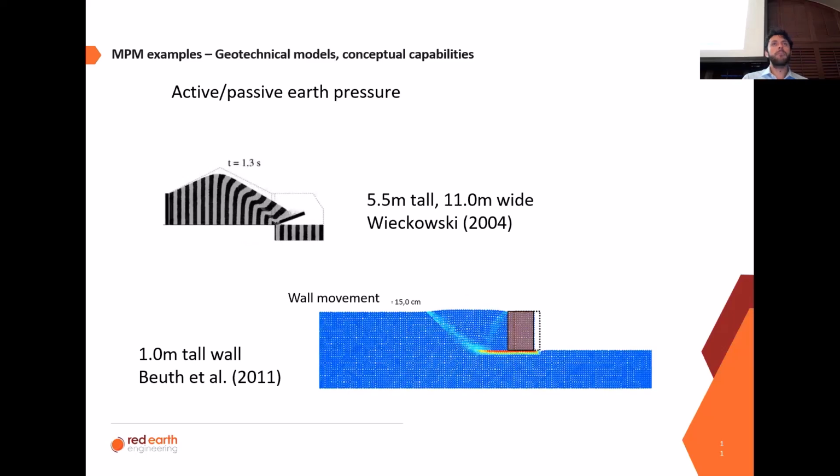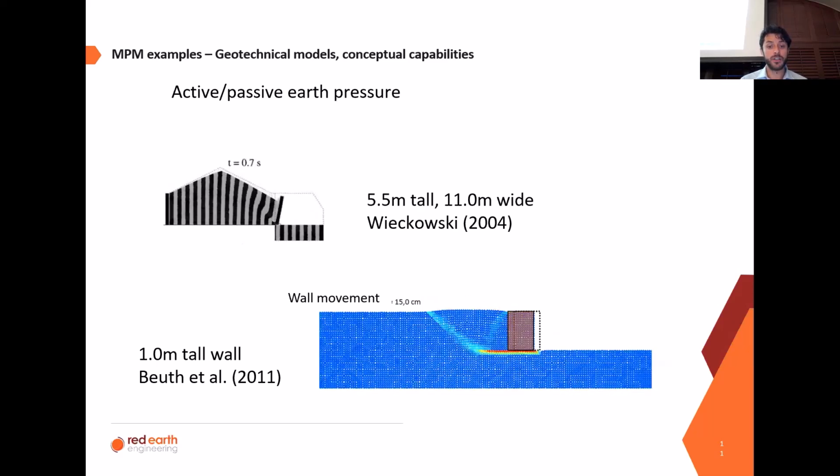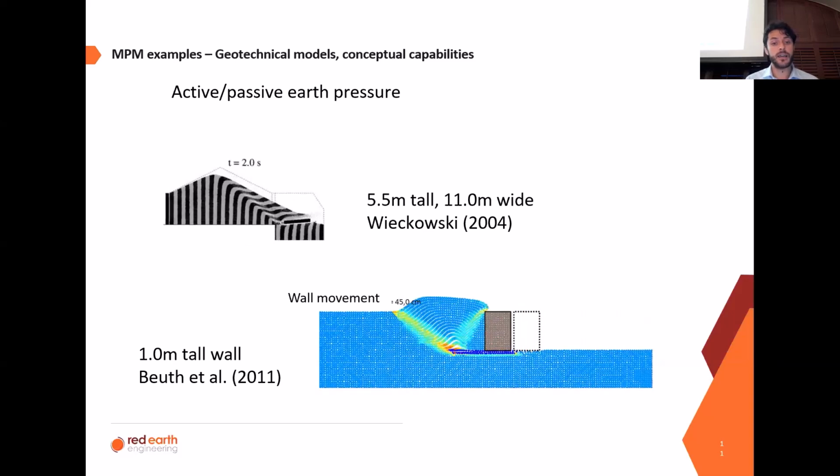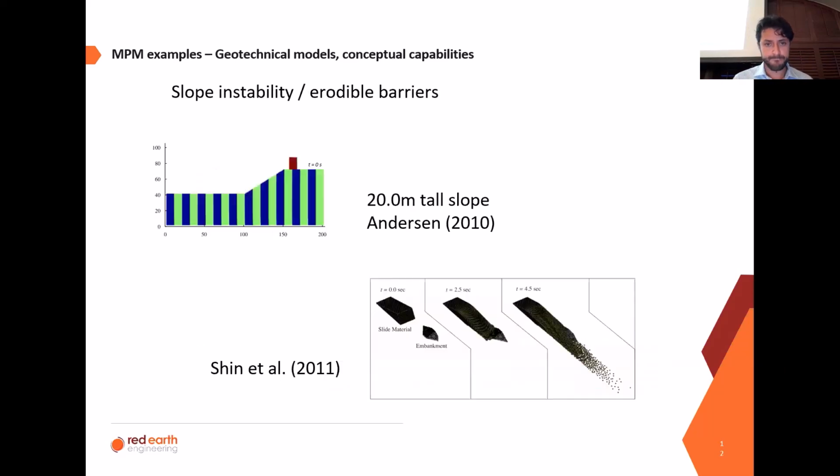Okay, so this is how MPM looks. Of course, we have seen this, maybe in the movies, maybe on the news, or hopefully not in your workplace. Failing a retaining wall. You can fail a retaining wall either by active pressures, which is what you see on the left-hand side in that animation, but you can also fail it through passive stresses, which is what you see on the right-hand side at the bottom. You can also apply MPM to slope stability and also to erodible barriers, which is what you see at the bottom.